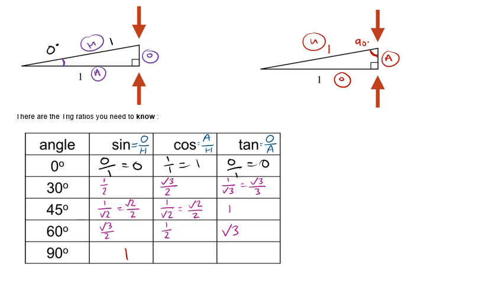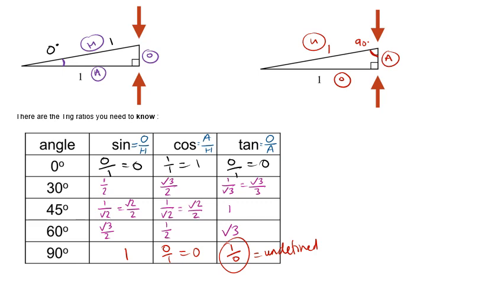The cosine is equal to the adjacent, which will be 0, divided by the hypotenuse. So that's just 0. And the tangent is equal to the opposite, which is 1, divided by the adjacent, which is 0. Now we can't do this. We say this value is undefined. And that's not the same as saying it's infinite.